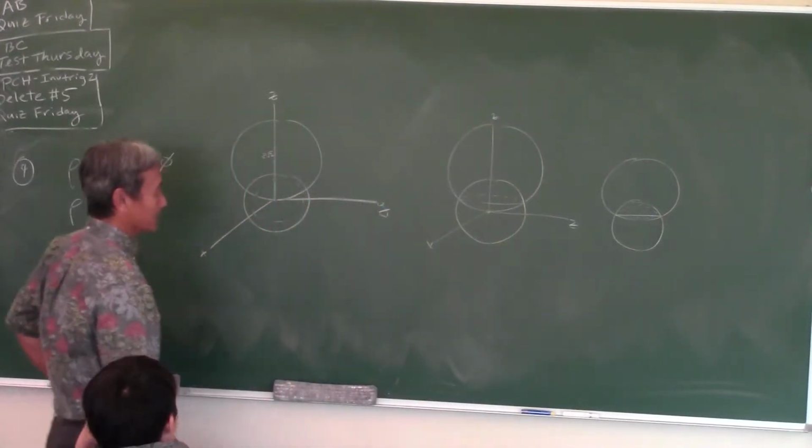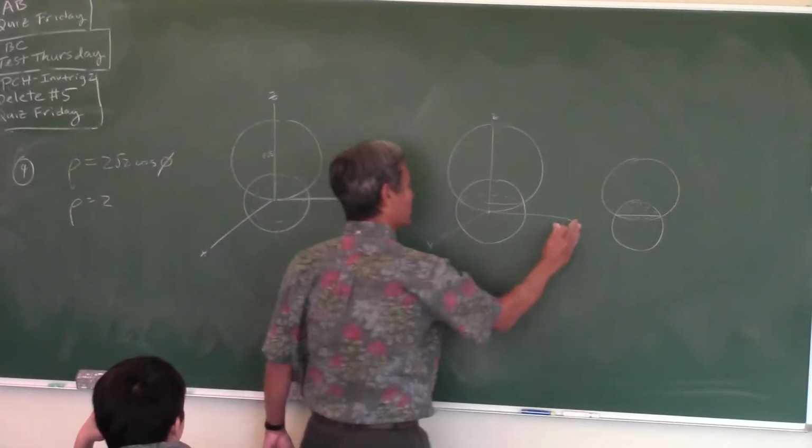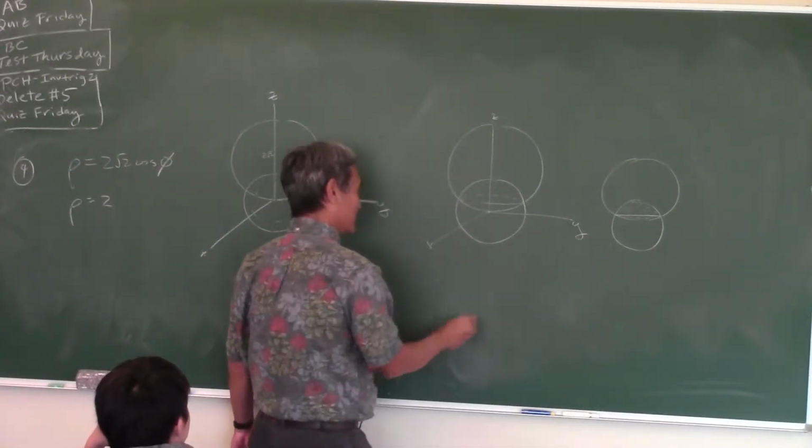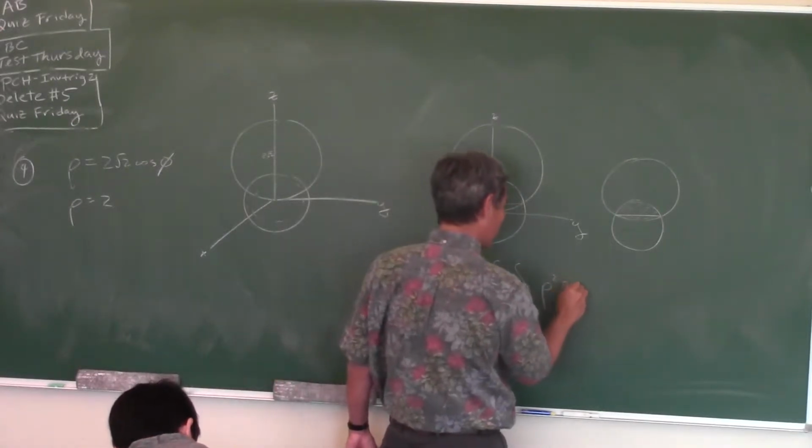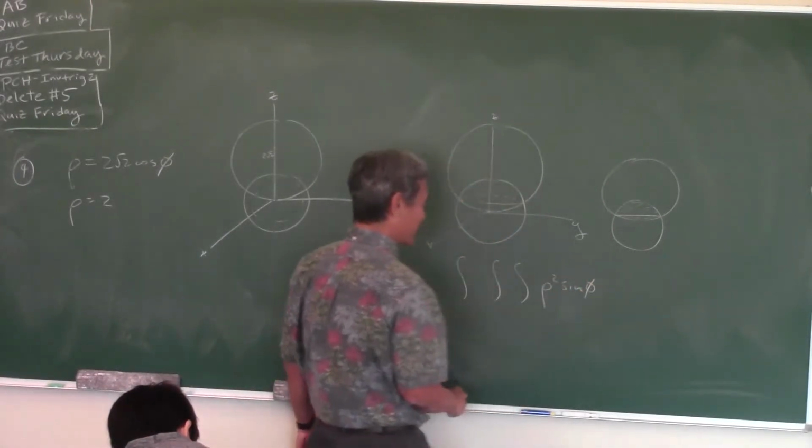What? XZ? Oh shoot. X, Y, Z. Okay, so triple integral. We're gonna do the bottom part first. So rho squared sine phi. I'm just gonna set up the integral here.